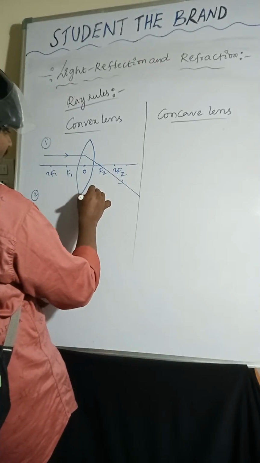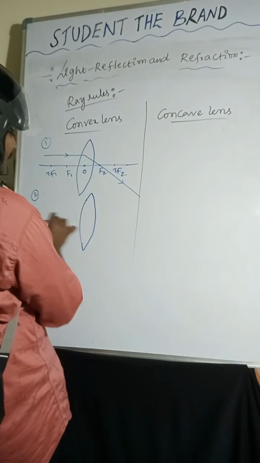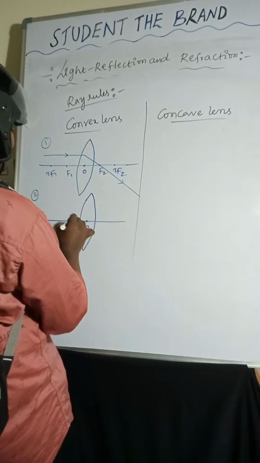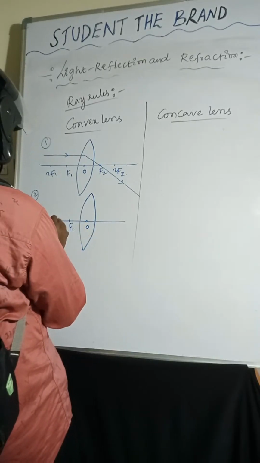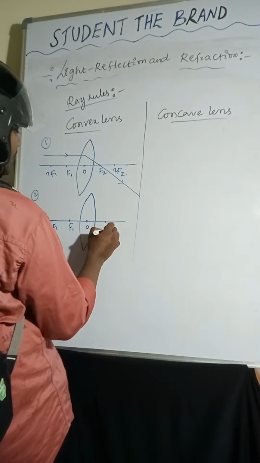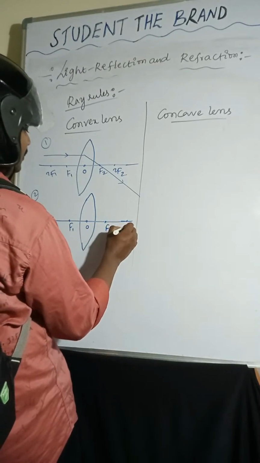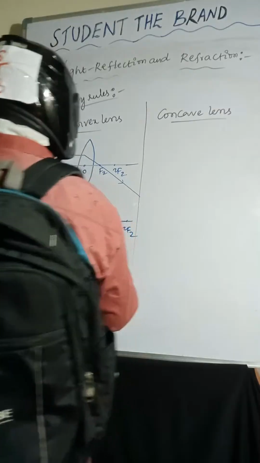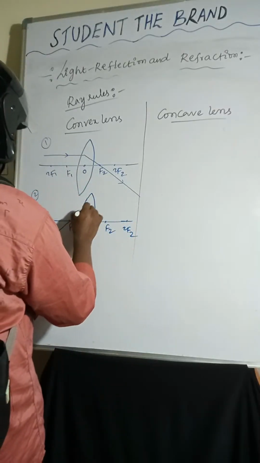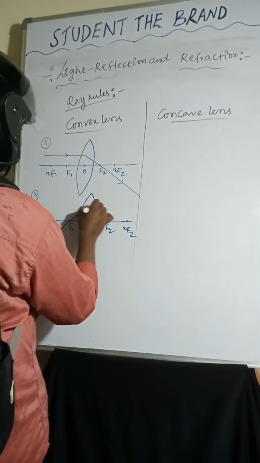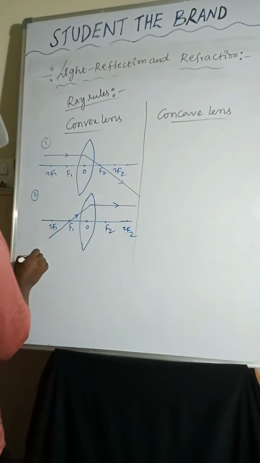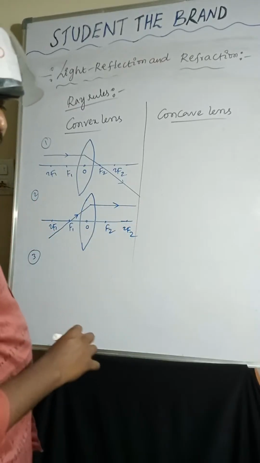The second one I am taking here. Optic center, F1, 2F1, F2, 2F2. Light ray is passing through F1. After refraction it passes, and coming to the third one.